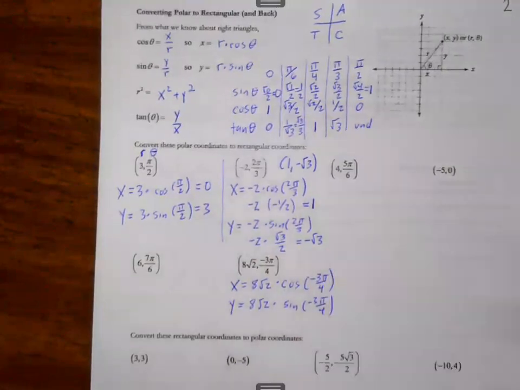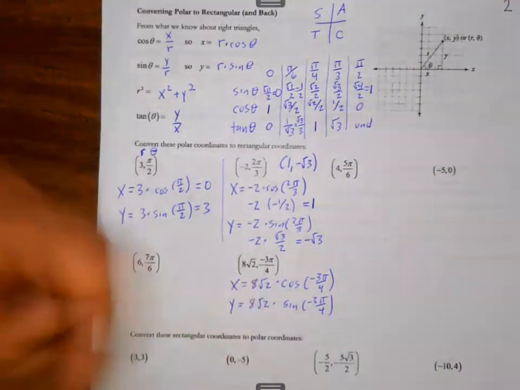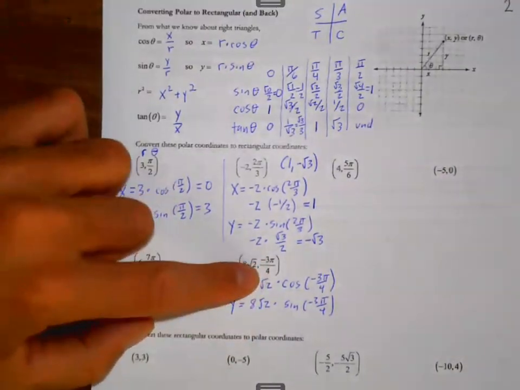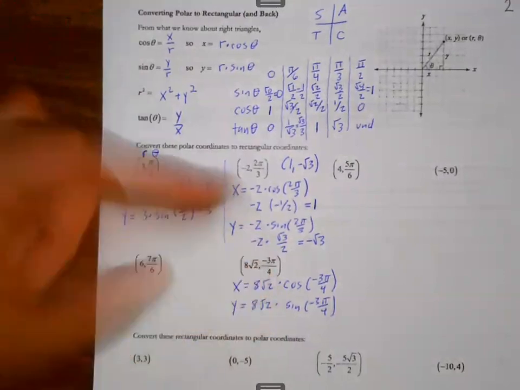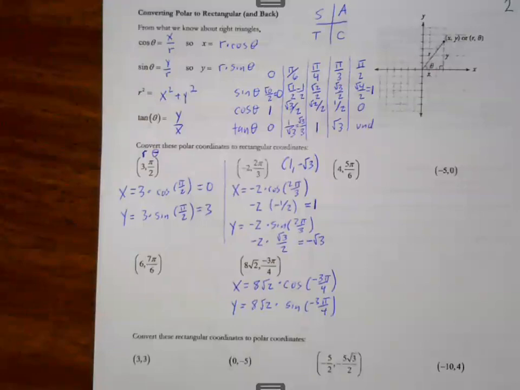And quite frankly, you could just use your calculator at this point. Just make sure that it's in radians, because this is in radians. You should know how to do this without a calculator, but if you do a couple without a calculator and a couple with a calculator, I'm fine with that, just so you know how to do it both ways.